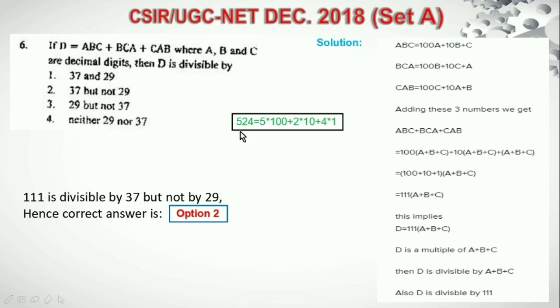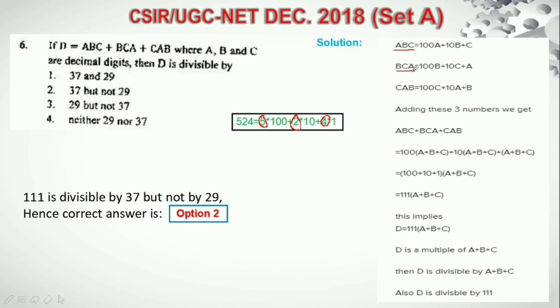In order to solve this, we first consider a number 524, and we know that we can split this number as 5 into 100 plus 2 into 10 plus 4 into 1, which means the digit 4 is at units place, digit 2 is at tens place, and digit 5 is at hundreds place. So after considering this example, we consider the actual case, that is ABC. So we can write it in a similar way, that is 100 into A plus 10 into B plus C.